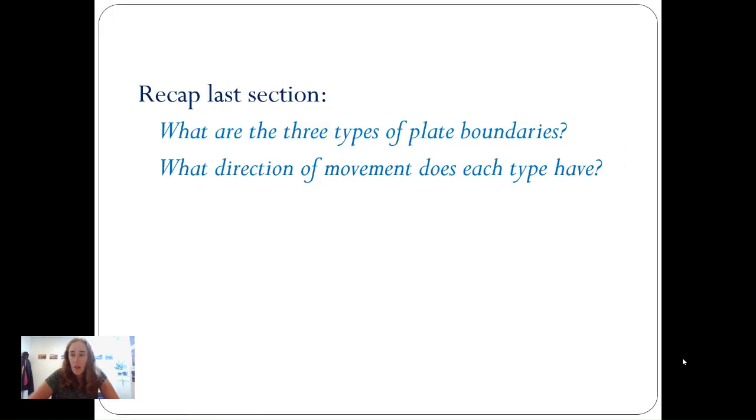All right, before you do that, again, I realize you've got a lot of lectures that you're watching here, so a good thing to review or recap would be the 3 types of plate boundaries: convergent, divergent, transform. And what direction of movement does each type have?